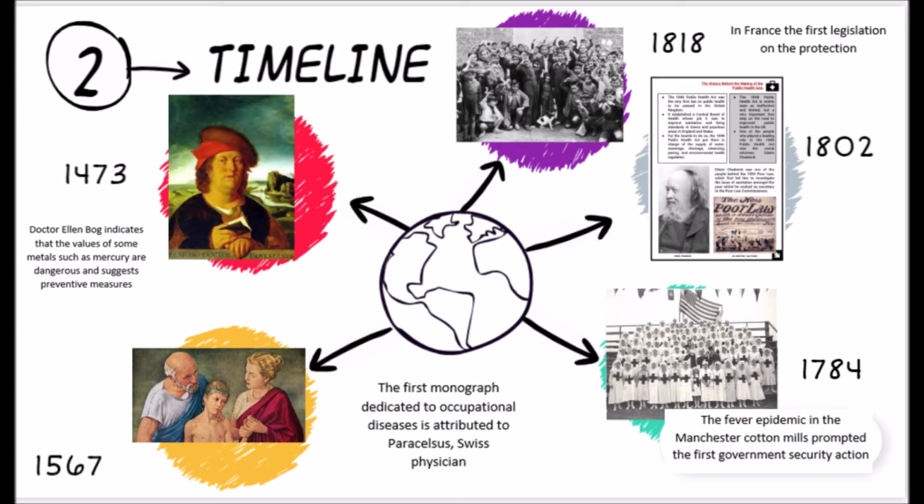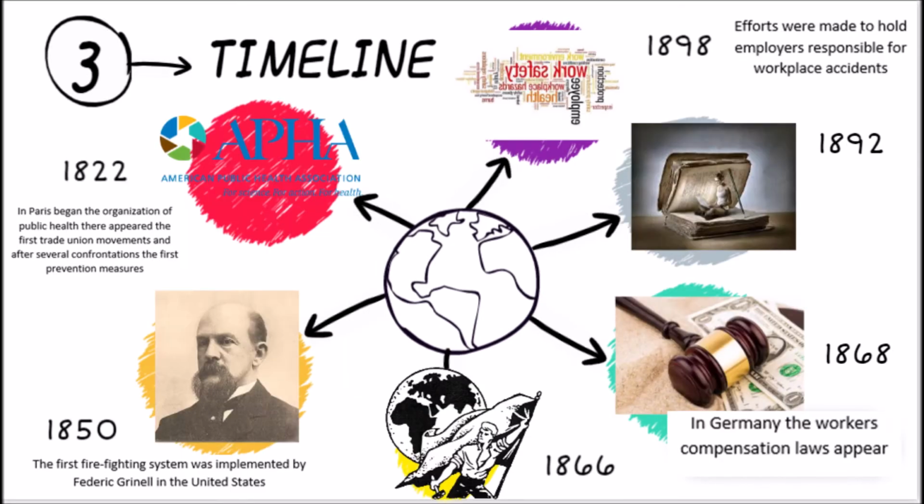In 1802, in England, the first law relative to the health and morals of apprentices and the inspection of industrial plants was passed. In the year 1818, in France, the first legislation on the protection. In 1850, the first fighting system was implemented by Frederick Greener in the United States.